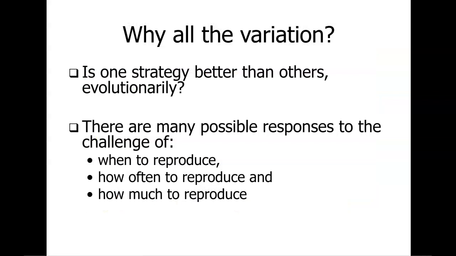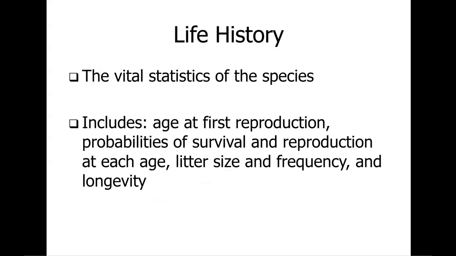So why all the variation? Is one strategy going to be better than others evolutionarily? Well, there's going to be many possible responses to the challenge here. When to reproduce, how often should a species reproduce, and how much should they reproduce? So these vital statistics of these species are going to include things like age at first reproduction, like we said, probabilities of survival after they reproduce, and the size of their litter, and frequency and longevity.